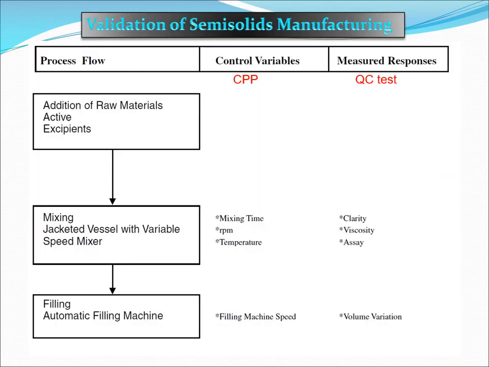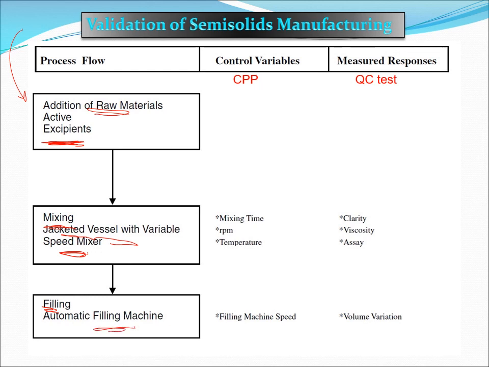The last slide here is talking about semi-solids. Let's understand first how semi-solids are produced, simply. You have to add the raw material, the active pharmaceutical ingredient, and other excipients. Some of the excipients, of course, will be semi-solid, like lanolin or vaseline. And you have to make mixing in jacketed vessels, usually under high temperature, with high speed, and after that you will fill the ointment or cream or gel into tubes.